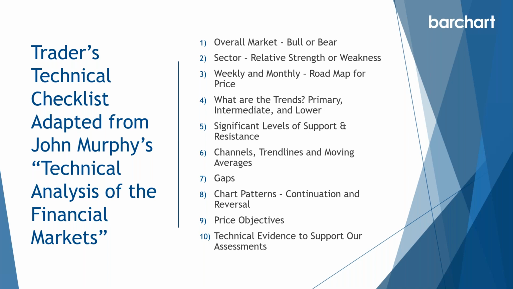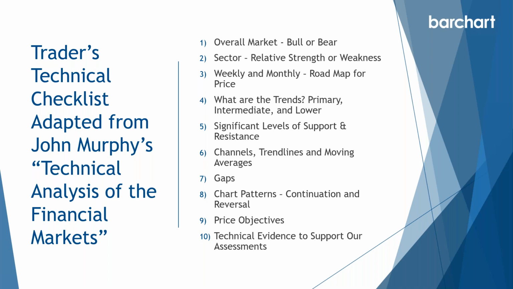4, 5, and 6 are all about trend, right? Where's our trend? What's our primary trend? What's our median trend? What's our lower trend? Where are these levels of support and resistance? Where are these swing highs and swing lows? What are those trend lines, moving averages, channels? Where are we? Where is price in that range of probability?